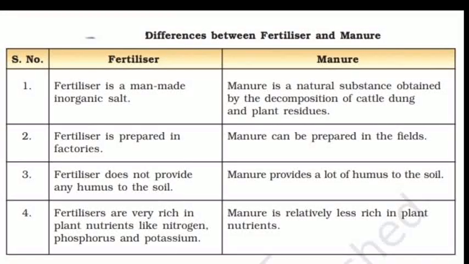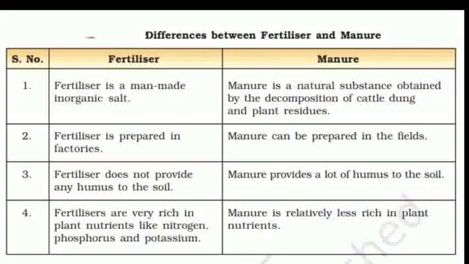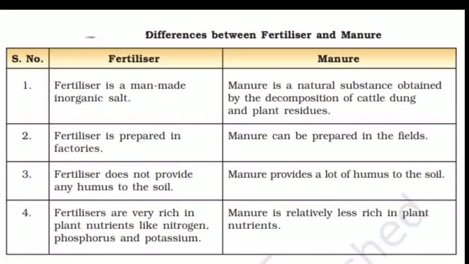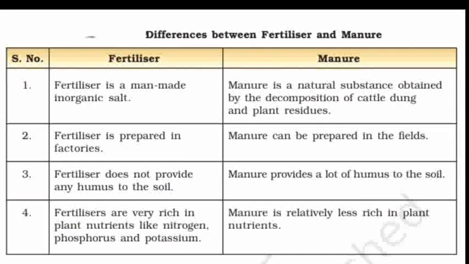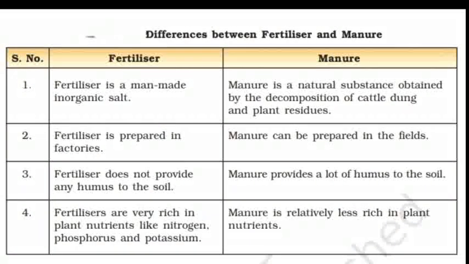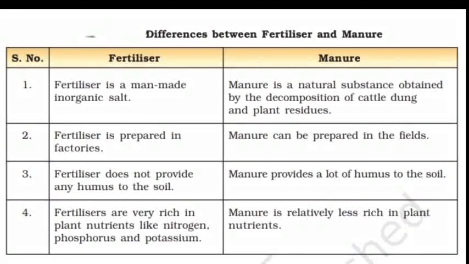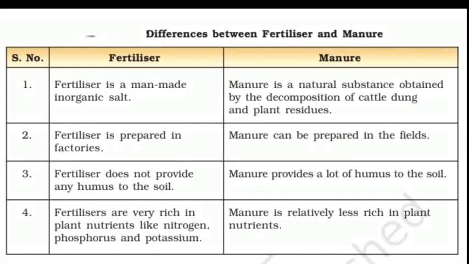Fertilizer is man-made inorganic salt. Inorganic as in we are producing it in the factories, and therefore it has no living component. Nothing was living before it was produced, whereas manure is the decomposition of cattle dung and plant residues. That means it's nothing but decomposed and natural substances. Means the thing that is being added as manure was at one point of time living.